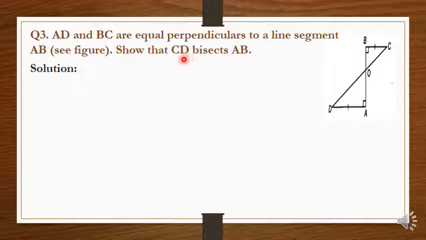We have to show that CD bisects AB. So this is the line CD and we have to show that this line is bisecting, or dividing into equal parts, the line AB. That means they are meeting at a point O, right? CD is meeting AB at O. That means at O it is bisecting the line AB. That means we have to prove that OA equals OB.